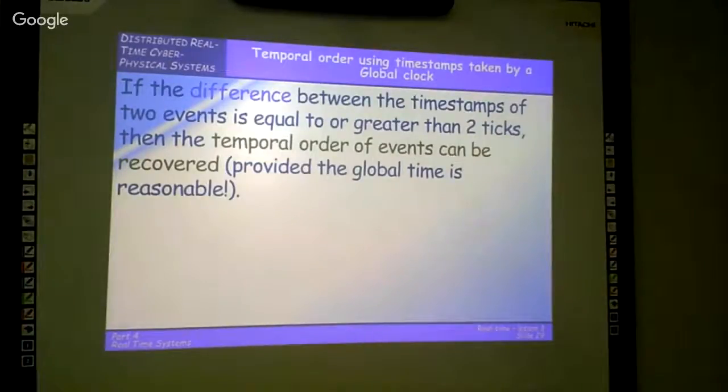If I have a stream of events and observation of some files of a trace of events, and the timestamps taken with a global reasonable time base makes these events far apart one from another by 2 or more ticks, I can completely reconstruct the temporal order of the events.